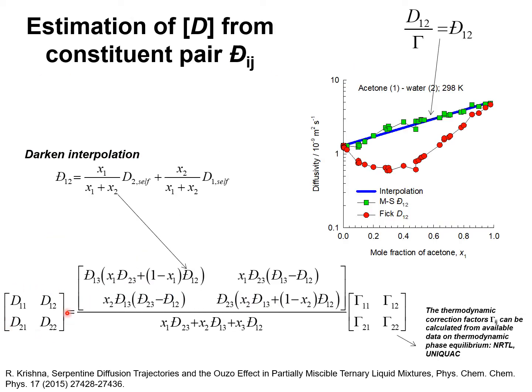This expression for the elements of the matrix of Fick diffusivities as a product of two matrices can be used to estimate the elements of the Fick diffusivity matrix from information on diffusivities in the corresponding binary mixtures of the pairs glycerol-water, glycerol-acetone, and acetone-water. For example, experimental data on the Fick diffusivities for the system acetone-water are shown by the red circles.